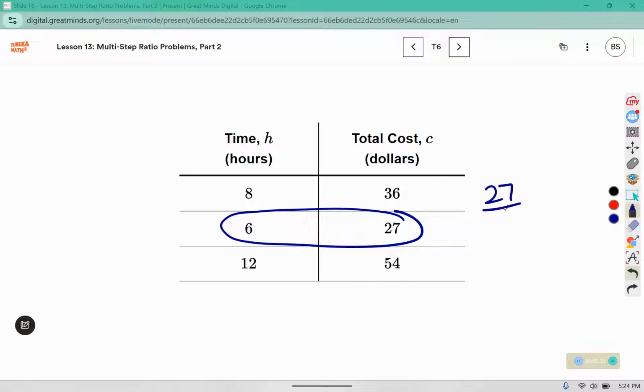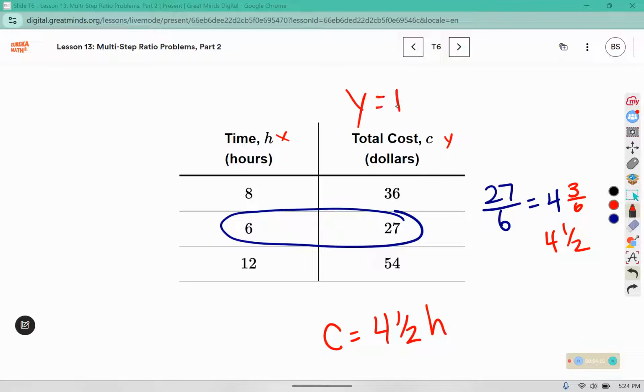$27 divided by 6. You can do this as long division or as a fraction. 6 fits into 27 4 times, because 4 times 6 is 24. Then we need 25, 26, 27, 3 extra out of the 6 that we have. So then we would have 4 1/2 is a way you could reduce that. This would be like our x value and our y value. So it will say c equals 4 1/2 h. The x gets replaced with the h. Keep in mind our template that we're using.